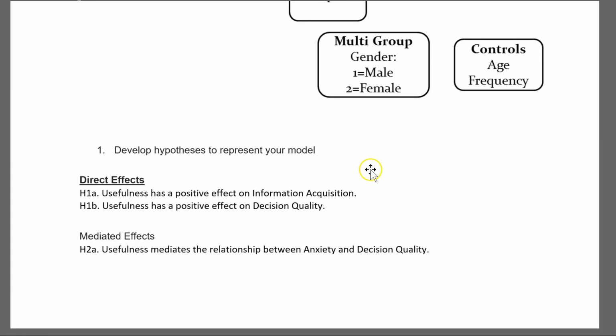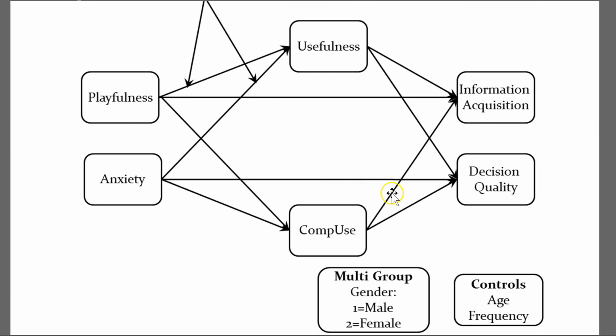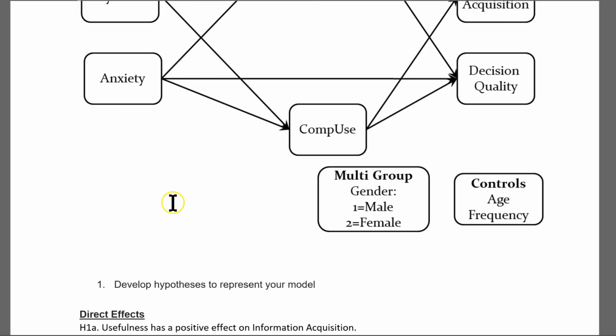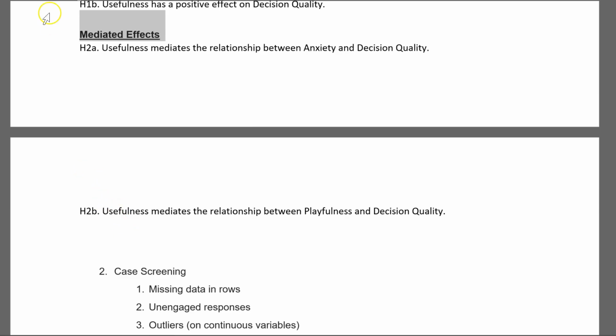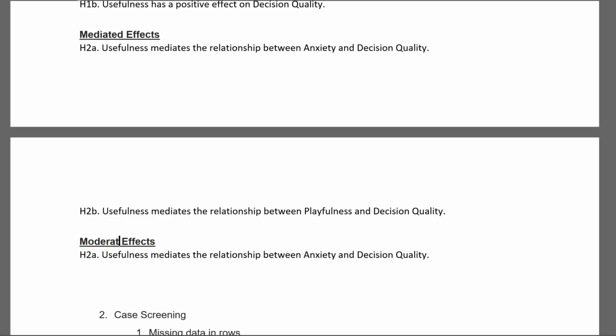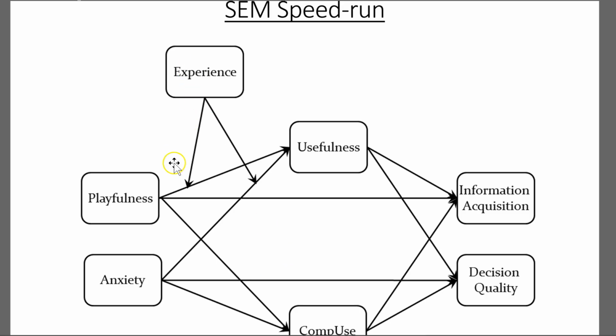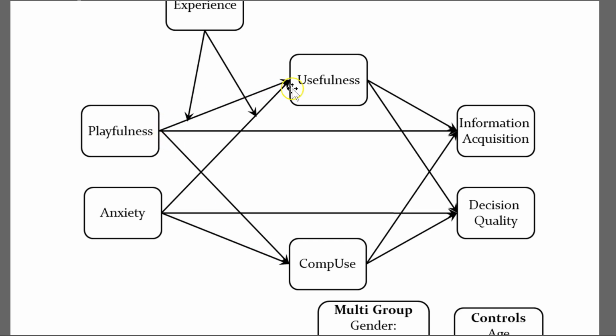Now, obviously, we could have done multiple other hypotheses here. I'm just going to do those two mediated hypotheses. I'll do some moderation and some multigroup as well. And all of this assumes we're controlling for age and frequency. So, let's do another couple here. Let me highlight that. And then just copy that, Control C, Control V, and we'll call this moderated effects, and we'll call this H3A, and we'll say that experience, let's say, strengthens the relationship between anxiety, actually it would dampen the relationship between anxiety and playfulness, and we'll just make it quick.